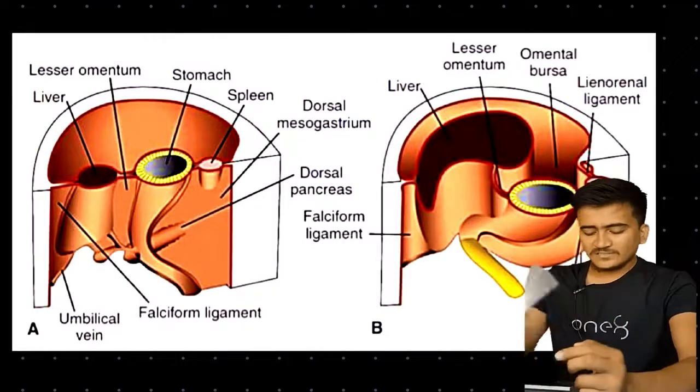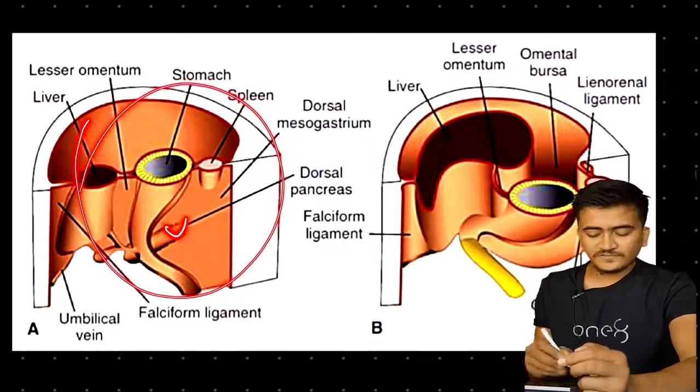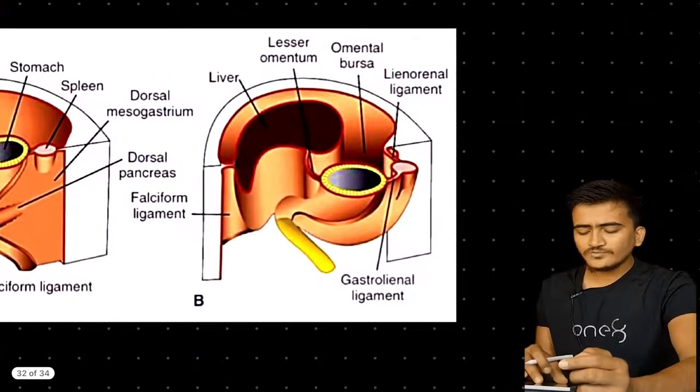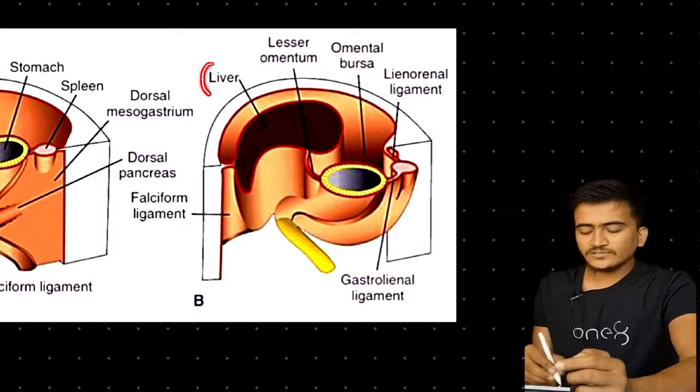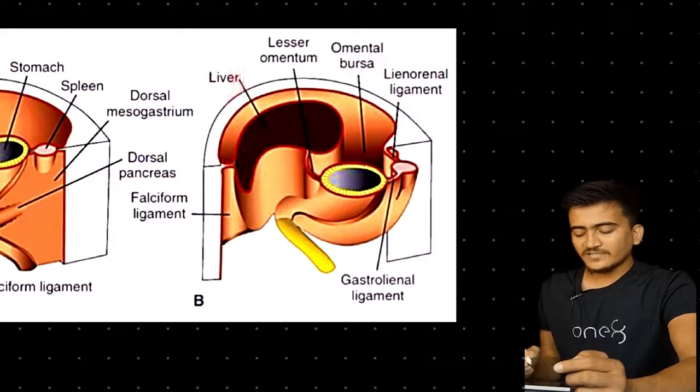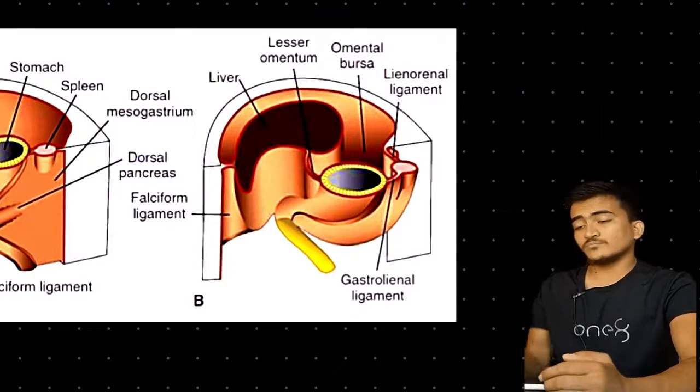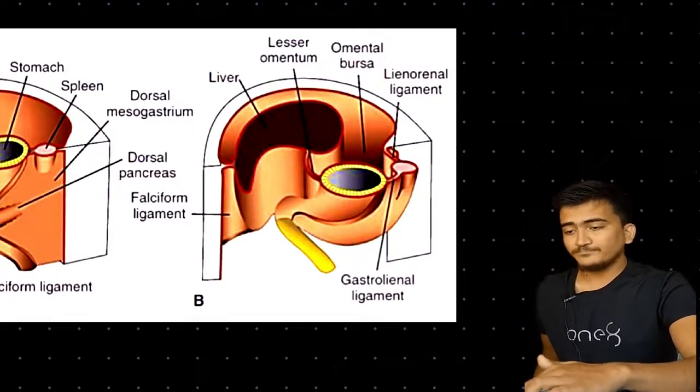That means the earlier diagram showed the early phase, and in this diagram, as you can see, there is 90 degree rotation. As there is 90 degree rotation, the liver and lesser curvature will move from anterior toward the right hand side, whereas the spleen and every ligament that it contains will all move toward the left hand side.